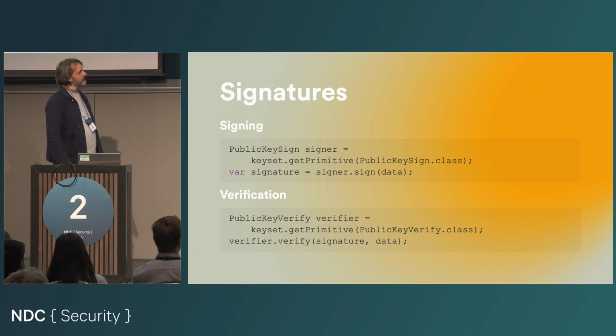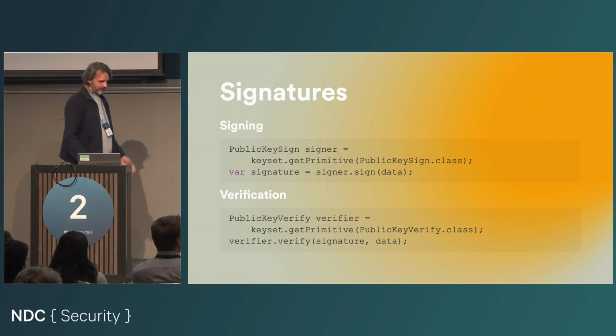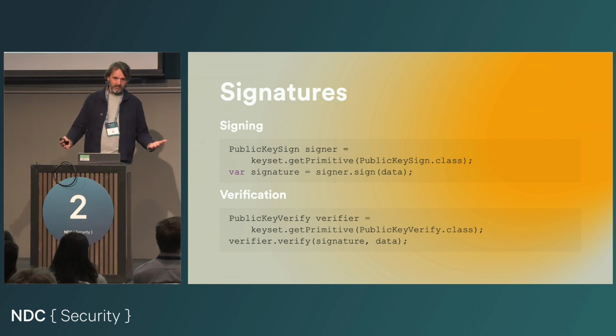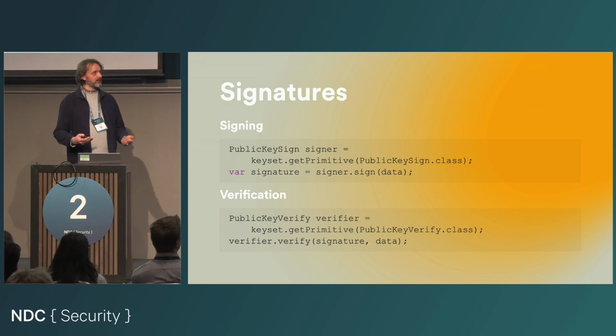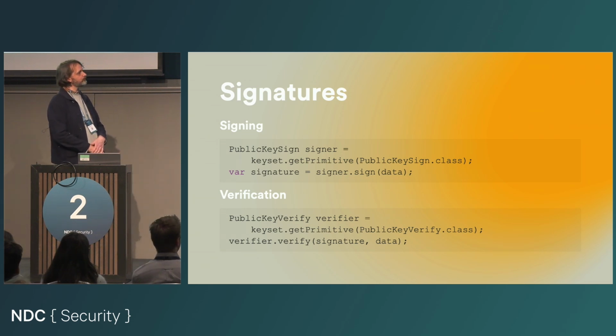So that was secret key encryption. There's also secret key message authentication codes that I won't go into because they're pretty similar to what I'm about to show you, which is signatures. So digital signatures, another classic example in cryptography. So you have a private key, you're going to use it to sign some data that you're then going to send somewhere, and then other people can use the public key to verify the authenticity of that data.